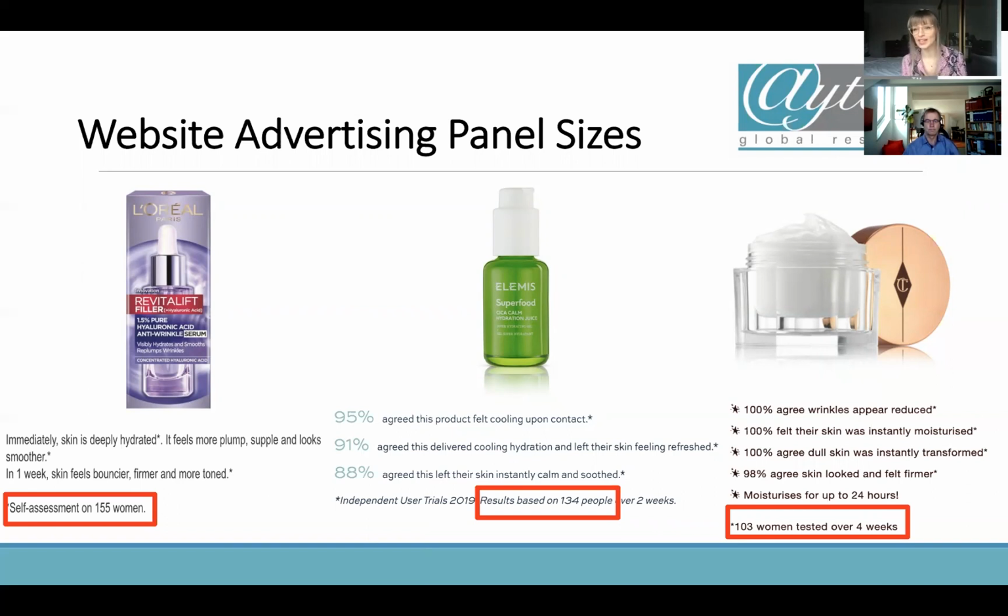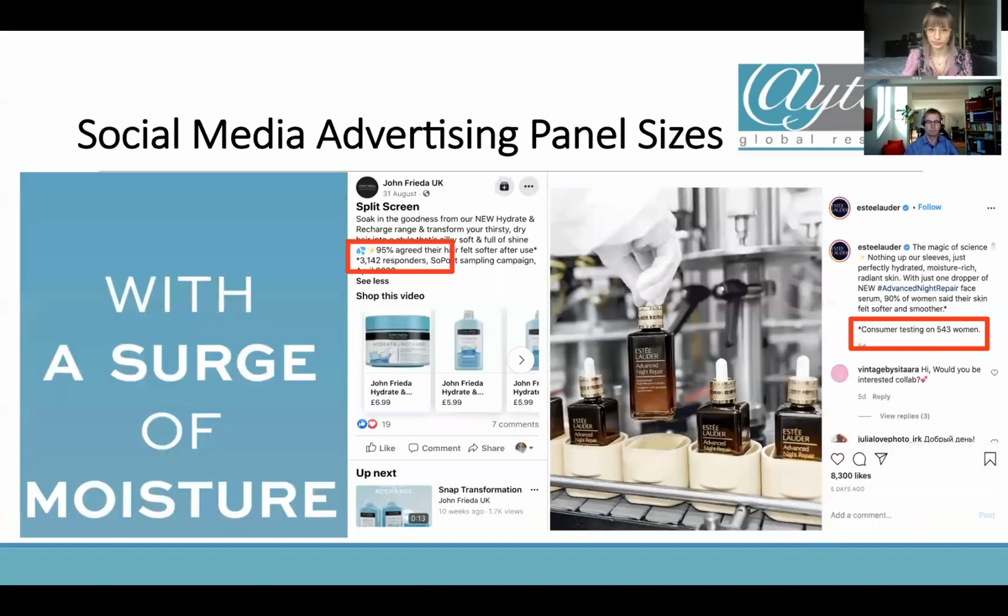And I want to mention what Thomas was saying earlier, where we'll send a certain amount of products out to get responses back. So they wouldn't have sent out 155 products or 134 products, but that's the amount of responses they get back. So if you ever see that, that is why. And the same with Charlotte Tilbury with 103 women. So we'd have sent out 120 products and got 103 responses back. So you can see these really great claims that have been made. And again, they're all over 100 responses. You don't want to see anything lower than that, really.